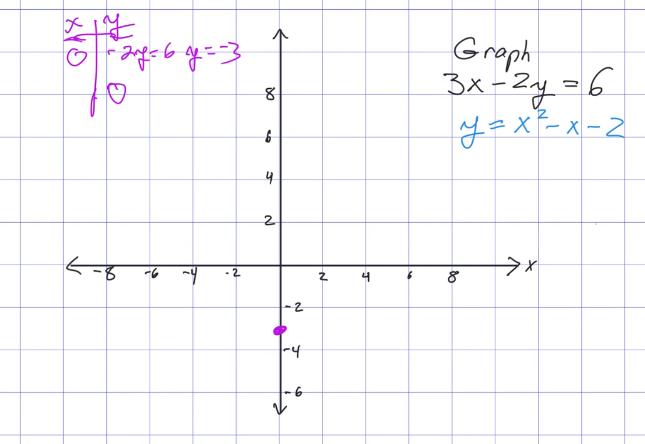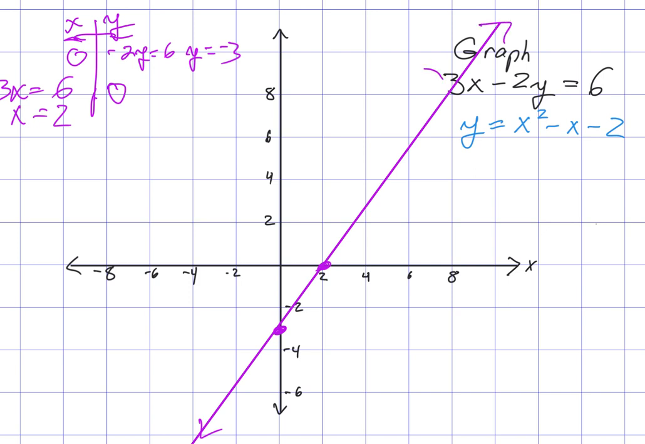And then for the second half of this equation, I'm going to put 0 in for the y value. So I'm going to have 3x minus 0 equals 6, or 3x equals 6, x equals 2. So the x coordinate is 2, the y coordinate is 0. It goes right here. And if I can sketch a straight line through those 2 points, that would be the equation for this line right here.